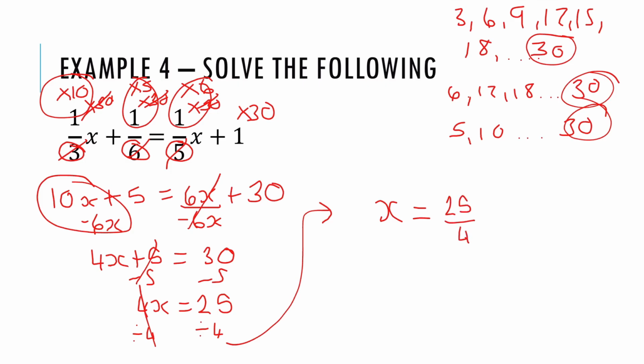You can leave your answer like that, or to put it in a better form, you could change it into a mixed fraction. 4 goes into 25 6 times with a remainder of 1, and remember you keep the denominator the same.